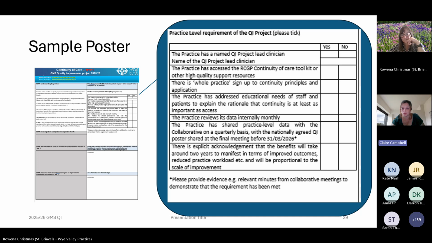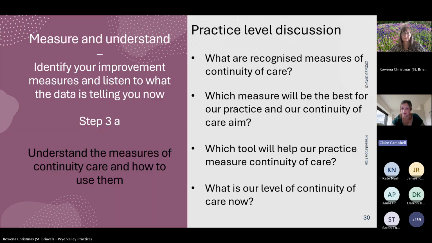So I'll move on to stage 3 of the toolkit, which is the end point. It's measuring and understanding. This year, we're only contracted to go as far as 3A. So at the end of the exercises, you should be able to identify your improvement measures and listen to what the data is telling you now. 3A is specifically about understanding measures of continuity of care and how to use them. The questions below help to assess the current level of understanding.